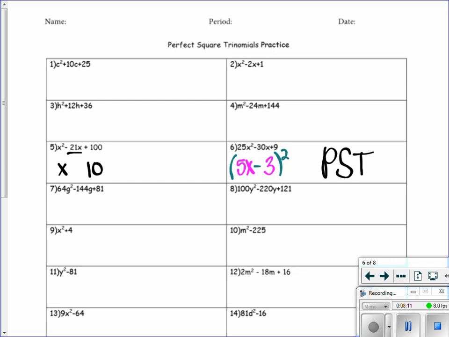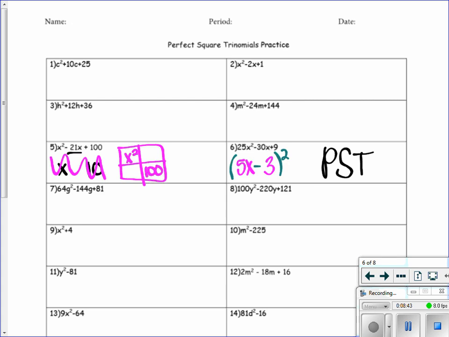We have 21, which means this is not a perfect square trinomial, but it doesn't mean that we can't factor it. Just because it's not one of our special cases doesn't mean you can't factor it. You can always go back and try factoring. So we have 100 and we have x squared. Numbers that multiply to give you 100, but add up to negative 21.